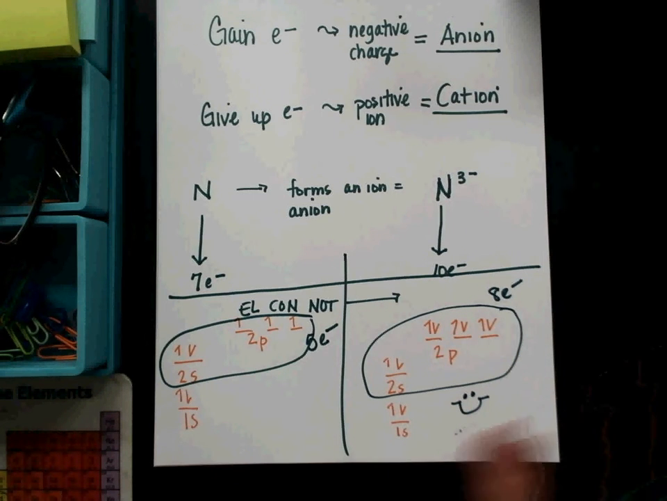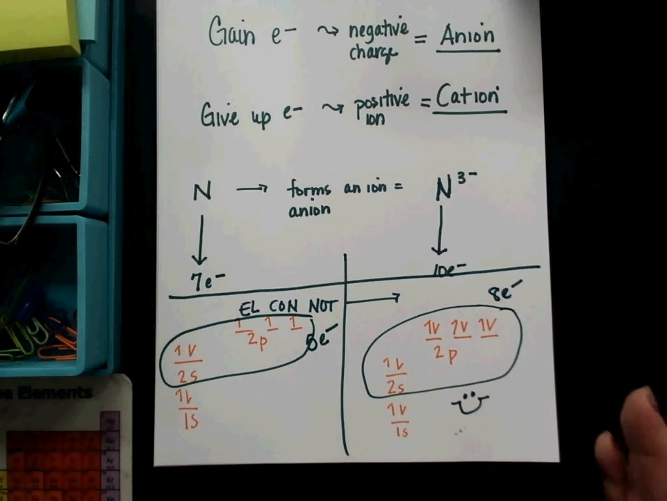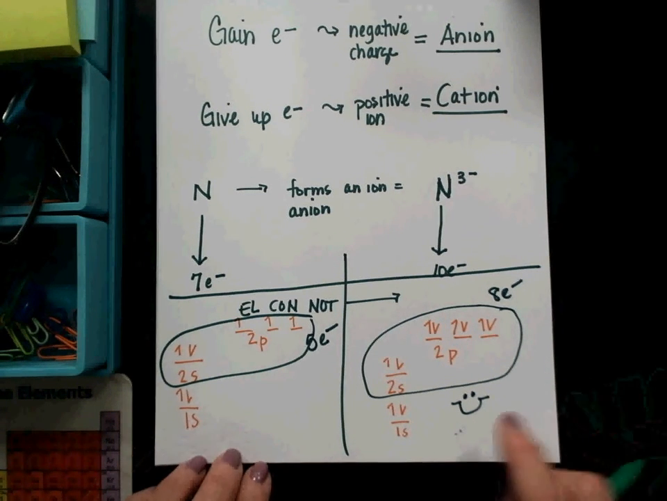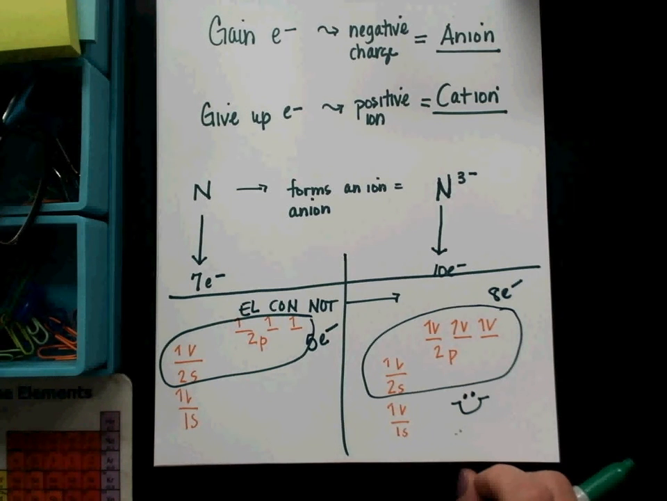So when I wrote it, well, never mind, we won't talk about that yet. Does that make sense? So I gain or lose to get 8 in my outer shell. Would this be an anion or a cation? What do you think? Do you agree with him?